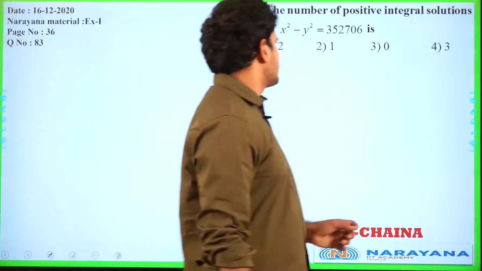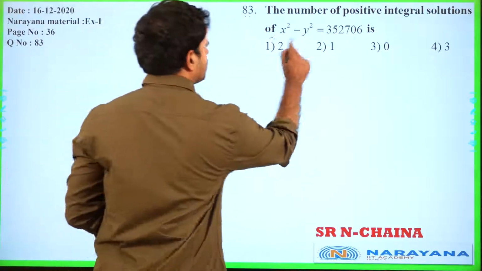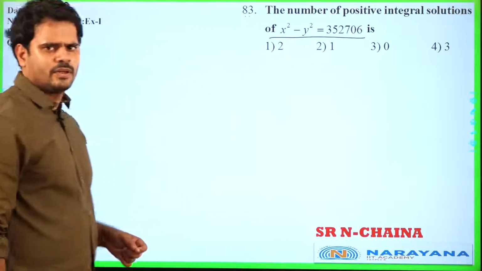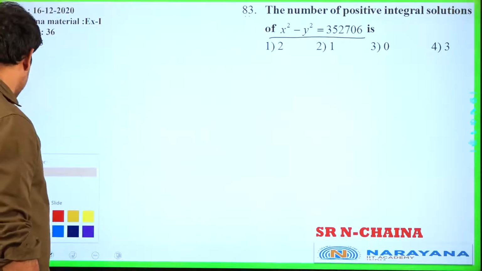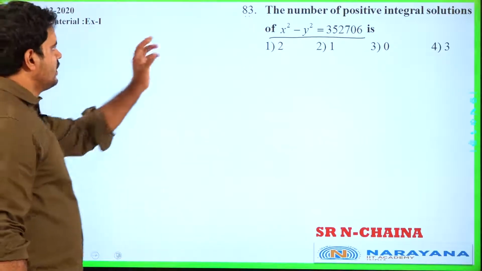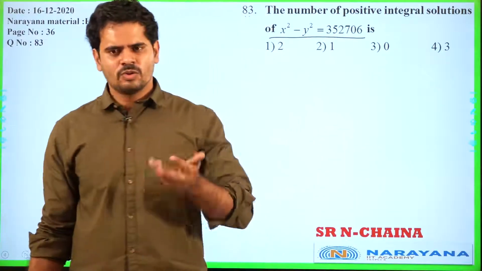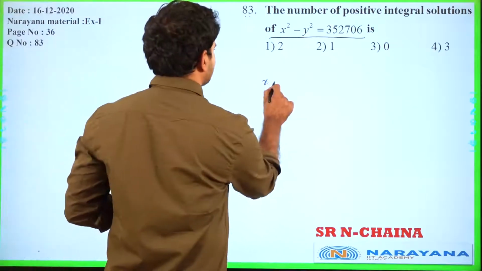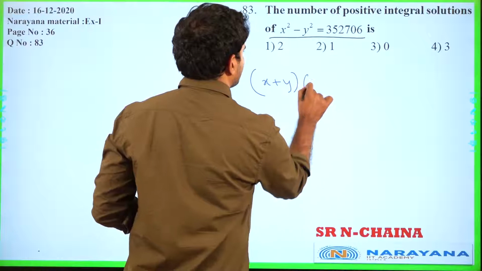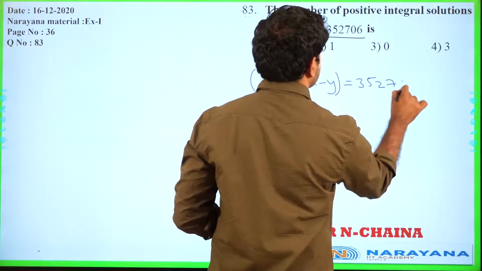The number of positive integral solutions of x square minus y square equal to this number. Let me change color and board of this color. Okay, good. x square minus y square equal 352706. So how to proceed? See, people, x plus y into x minus y equal to 352706.